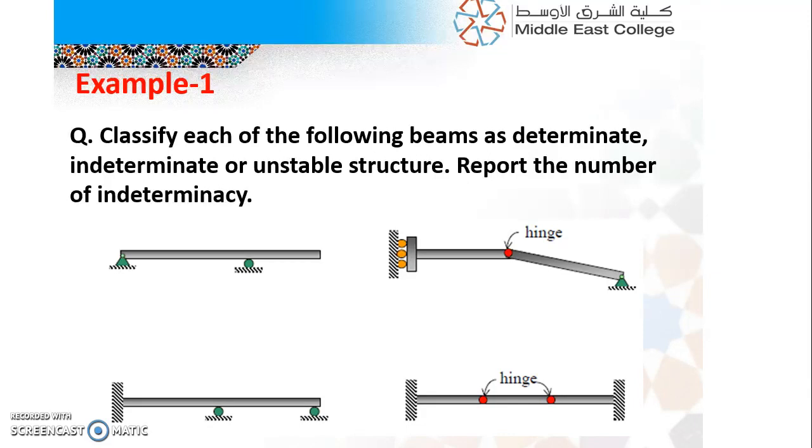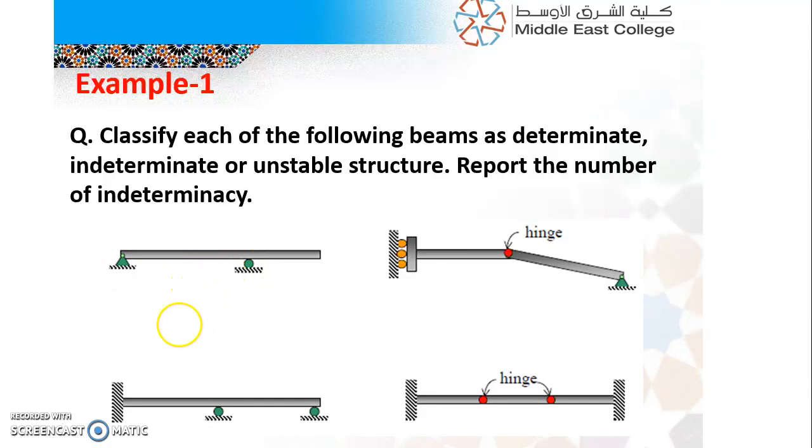There are 3 types of supports: fixed, hinged or pinned, and roller. This is called hinge or pinned. This is called roller. This is called fixed. At the fixed support there are 3 reactions: horizontal reaction, vertical reaction and moment. At hinged support there are 2 reactions. At roller support there will be 1 reaction.